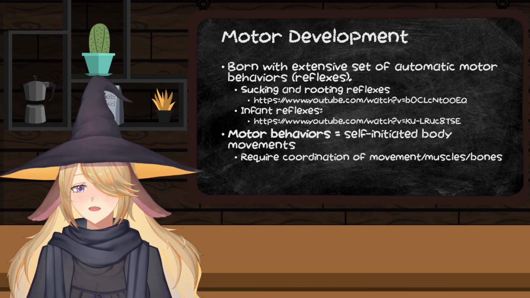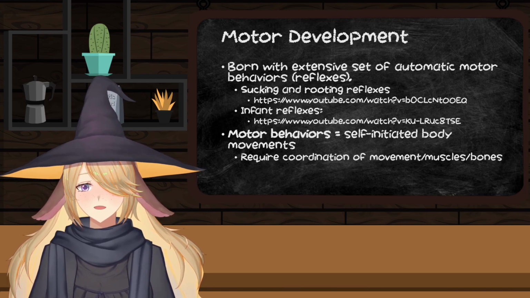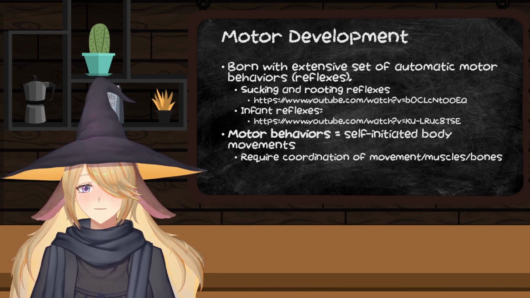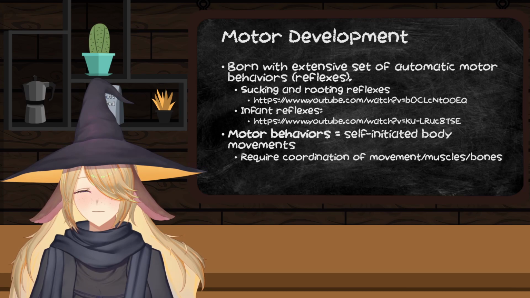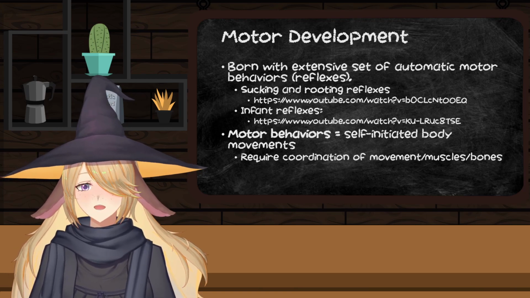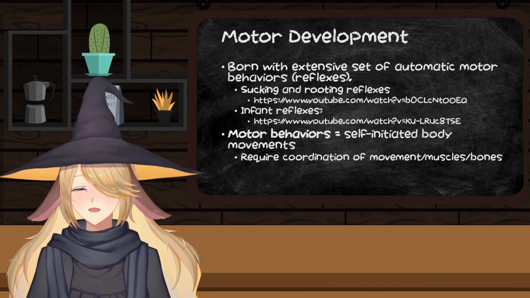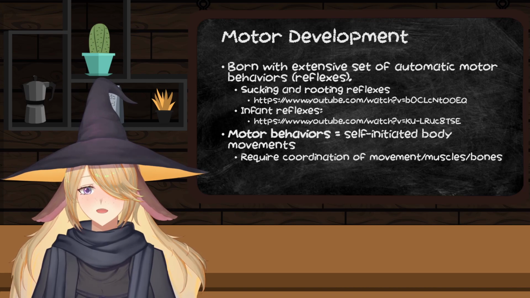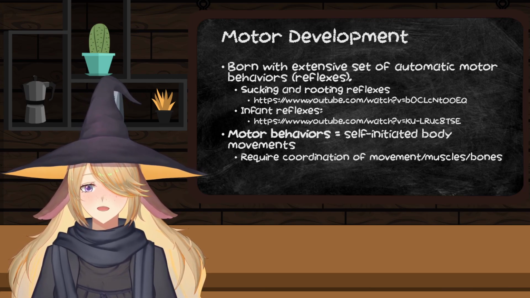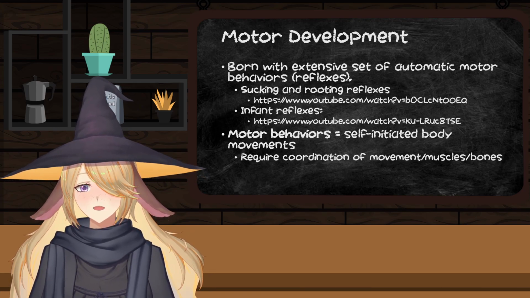Now, the thing is, we consider these to be reflexes. And then, as we develop, we go into what we call motor behaviors, which are self-initiated body movements. They require coordination of movement, of muscles, of bones, of balance, and all that. So these are things that we wouldn't really consider motor behaviors because they're just things that babies do. And gradually we lose some of these reflexes over time. Right now you can't see it, but I'm touching my own cheek and I'm able to avoid moving towards it because I know that it's not a nipple.